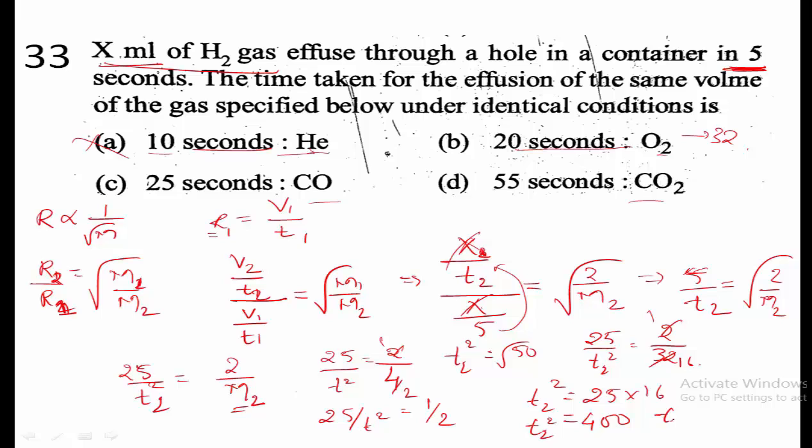So T2 is how much? T2 is equal to 20 seconds. Square root of 400 is how much? You will get 20 seconds. So for oxygen, how much have they given? They have given 20 seconds. So this relation is right. So hence option B is the right answer.